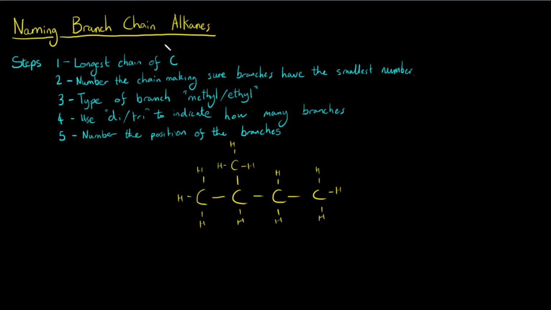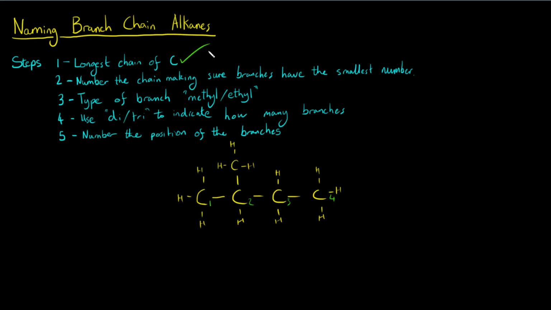In order to name a structure like this, the first step would be to find the longest chain of carbon atoms. Now we've got a couple of options here. We could say this is the longest chain, 1, 2, 3, 4, or we could start here and go 1, 2, 3, 4, or we could start here and go 1, 2, 3. Well, it's not going to be that one. Let's just use the easiest one to look at. Let's go across this way. So we'll go 1, 2, 3, 4. Now that's our longest chain of carbon atoms. That's our first step done.